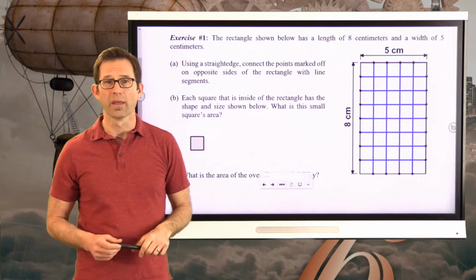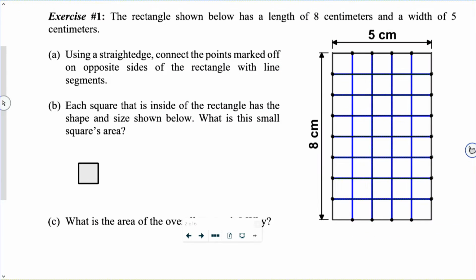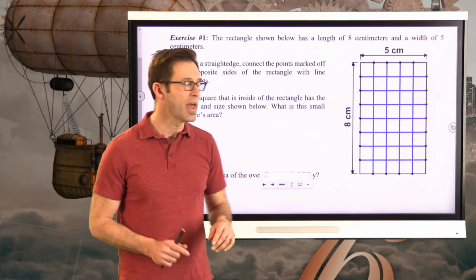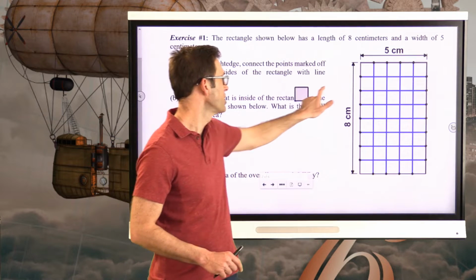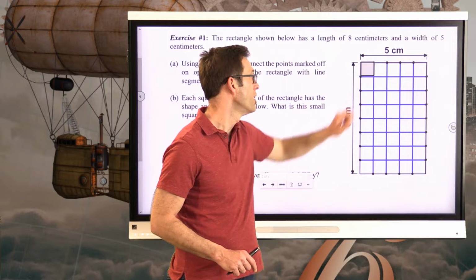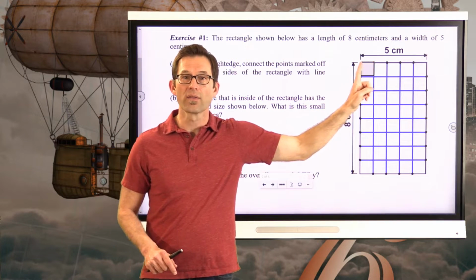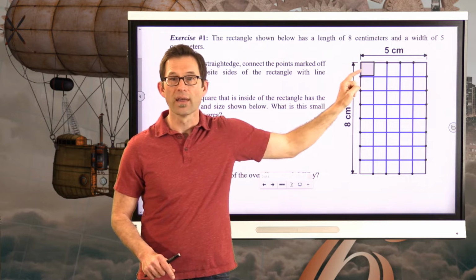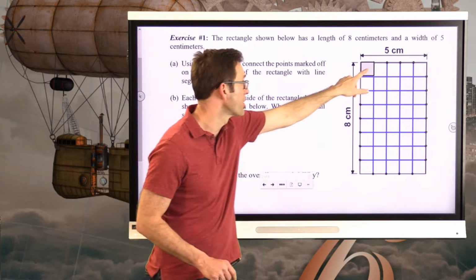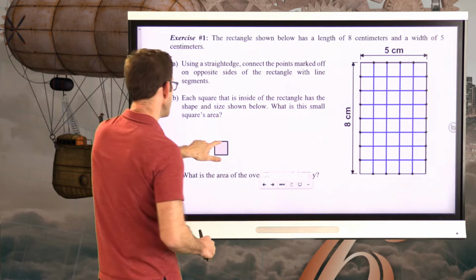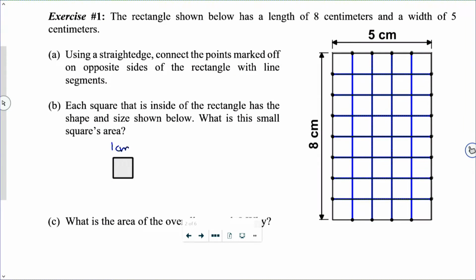Now let's take a look at letter B. Each square that is inside of the rectangle has a shape and size shown below. What is this small square's area? Well, just to be very clear, if I took this square and moved it up to there, it sits right inside of there. So this square has this side length of 1 centimeter and this side length of 1 centimeter. In fact, let me bring this guy back down here. Literally, this is 1 centimeter, this is 1 centimeter, this is 1 centimeter, and this is 1 centimeter.